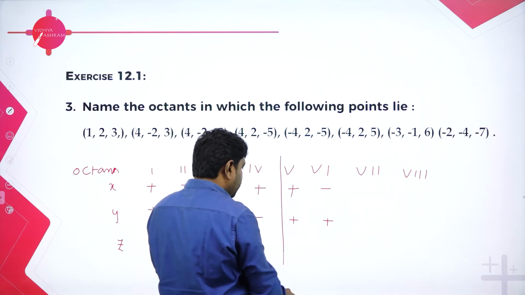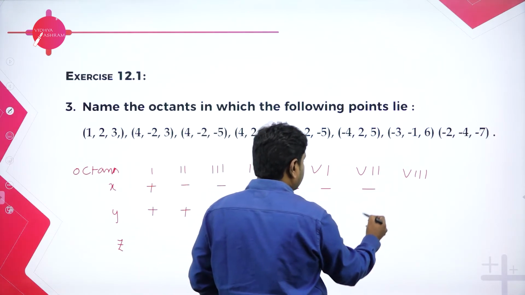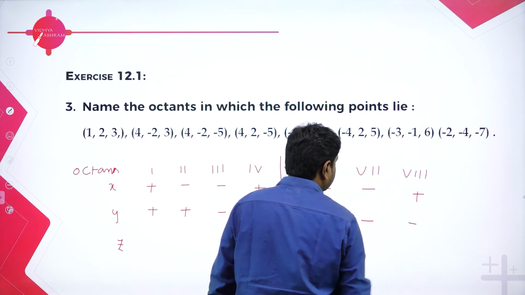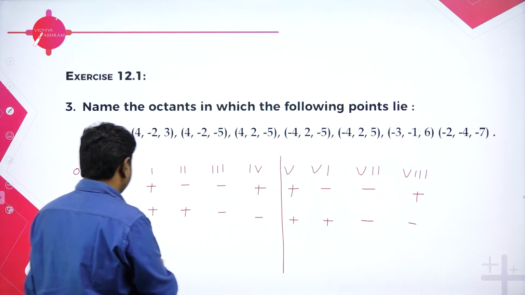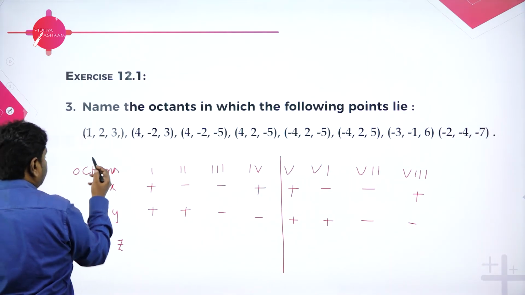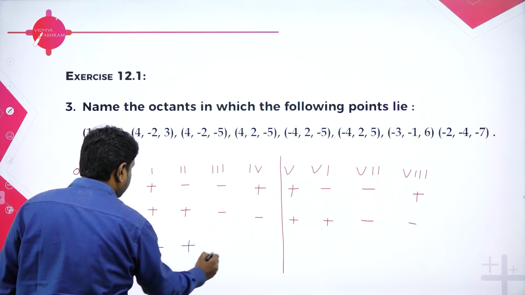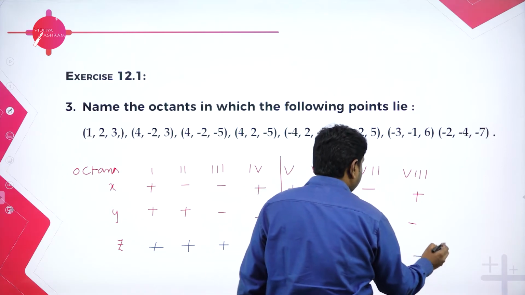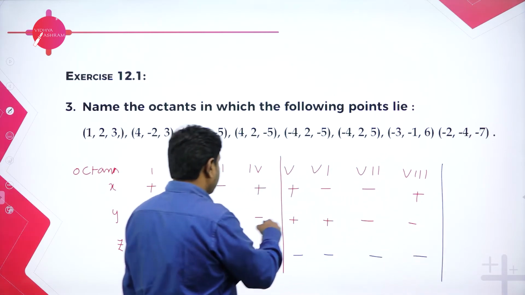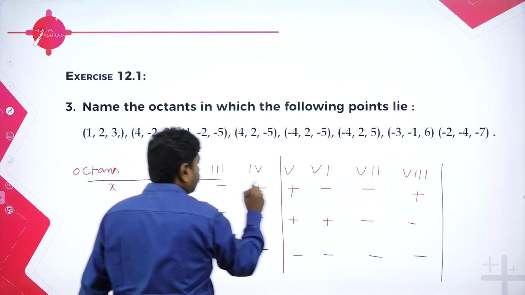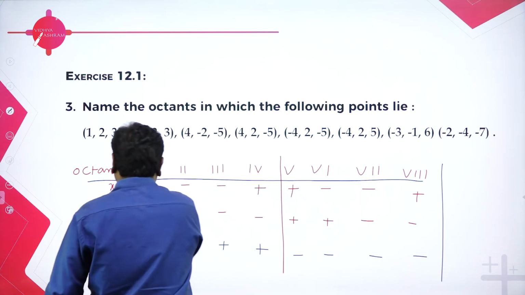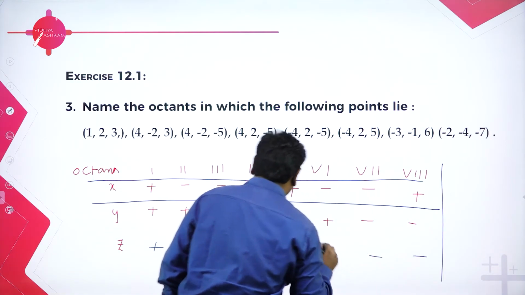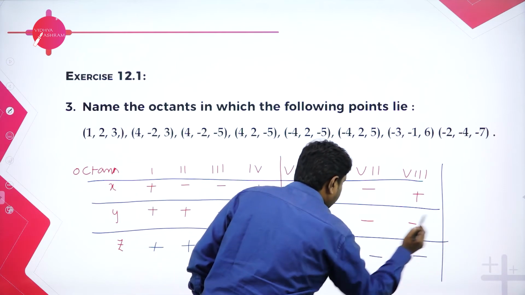After this, I am repeating plus plus, minus plus, minus minus, plus minus. Then for the first four, the z value is positive. For the next four, the z value is negative. Now see the sign of x, y, z and decide which octant they belong to. I hope all of you understood how to generate this table. Once you can generate this table, you are done.